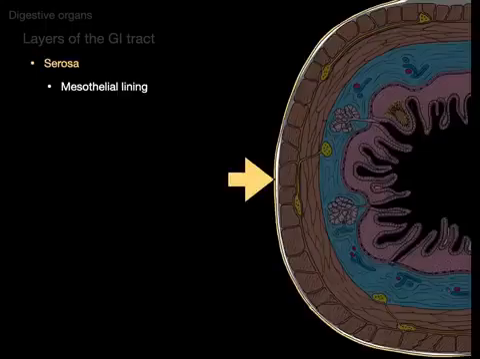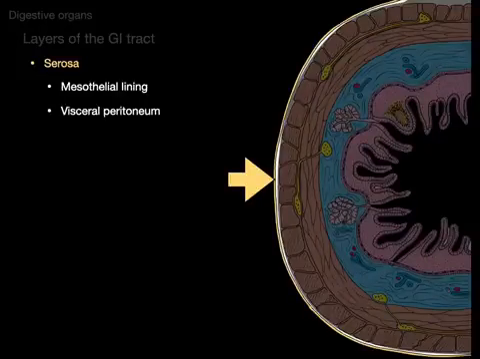Finally is the serosa, which is a mesothelial lining. Another name is the visceral peritoneum. It's the serous lining that makes serous fluid.